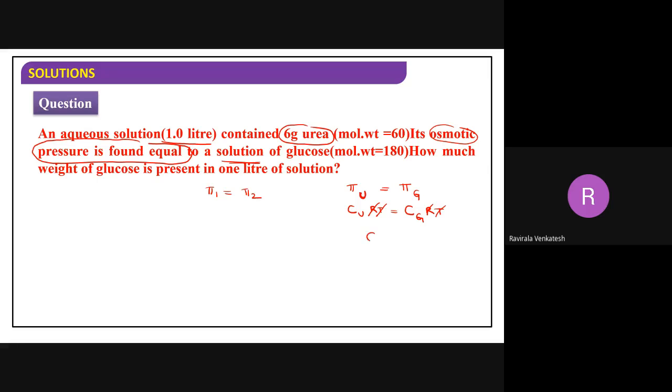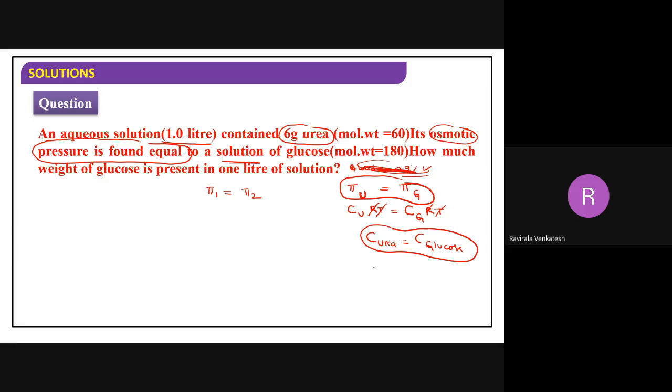Now, concentration of urea is equal to concentration of glucose. Correct or not? Remember, beta, whenever two solutions are isotonic, their concentrations will be the same. In the previous case, I told you blood is isotonic with 0.9% salt solution, so both have the same concentration. So I can write directly like this: whenever osmotic pressure is the same, the concentrations also will be the same.